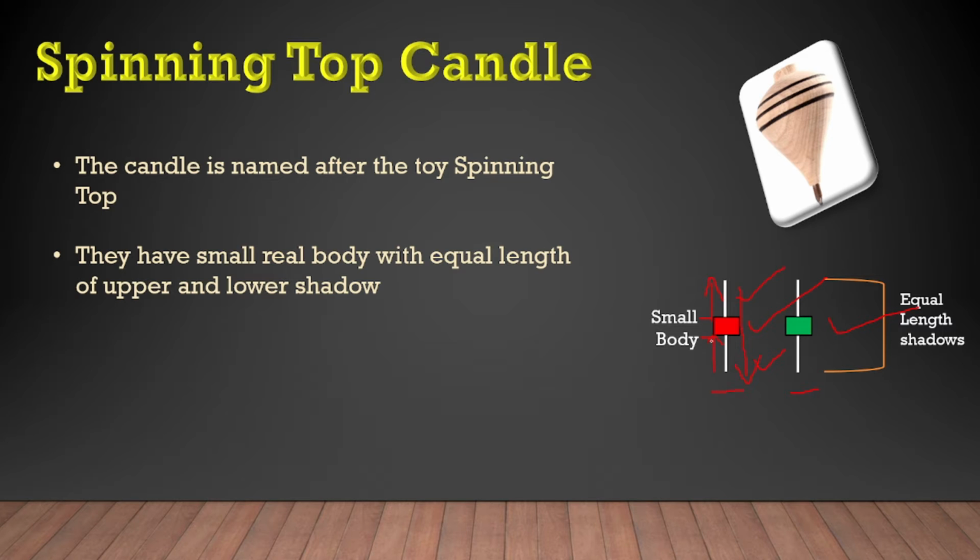You can see the distance between open and close is very small, right? So it almost indicates that both the bulls and bears had almost the same control over the trading session. This is what we can interpret looking at this bearish spinning top candle.